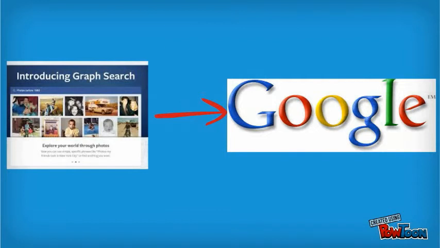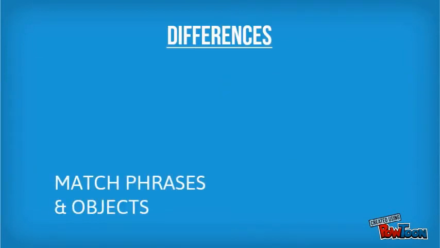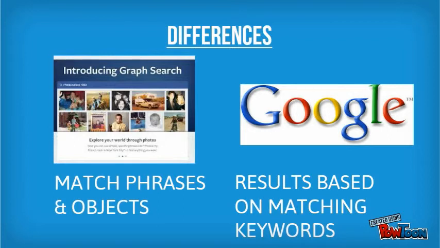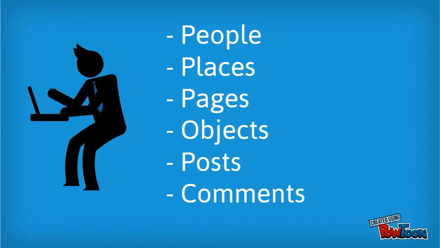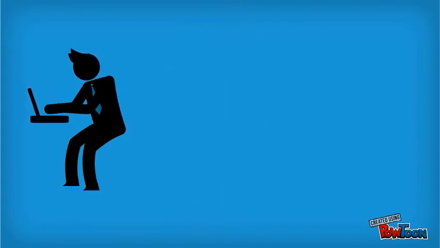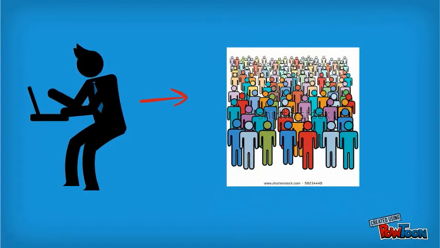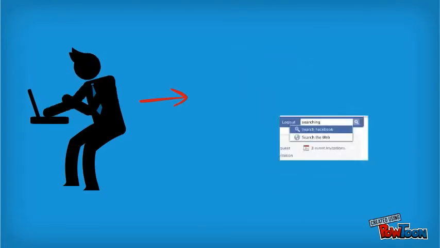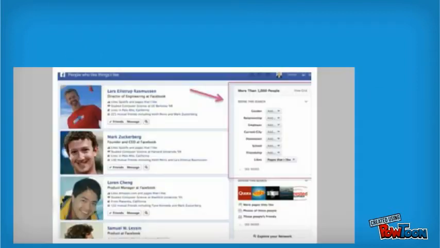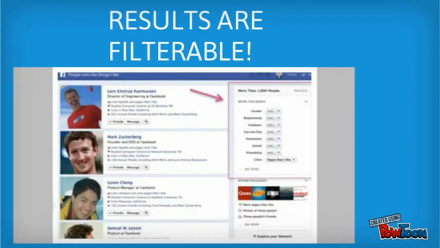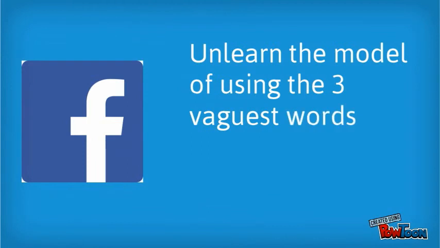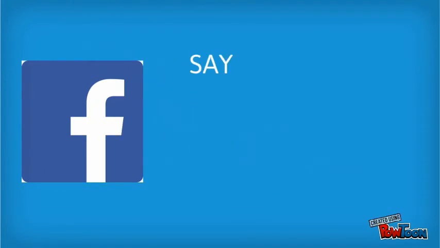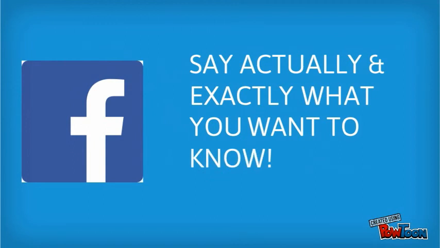Graph Search is similar to the traditional search engines that we use today, such as Google. However, the difference is that it is designed to match phrases and objects as opposed to feeding you back results based on matching keywords. Graph Search allows you to search people, places, pages, objects, posts, and comments of others. Not only can you search these types of data that can connect users, but you can also search the web directly from the Facebook search bar. Another feature is that the results a user gets back are filterable, such as giving you a certain time frame. Facebook is promoting to unlearn the model of using, for example, the three vaguest words possible, and instead wanting people to say actually and exactly what they want to say or know.